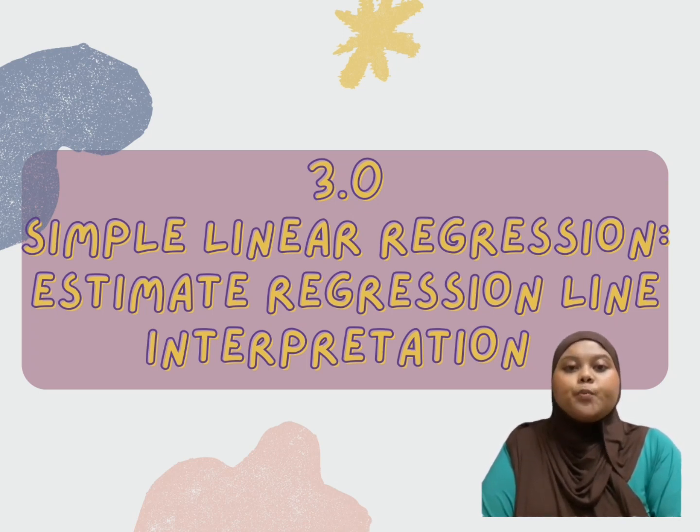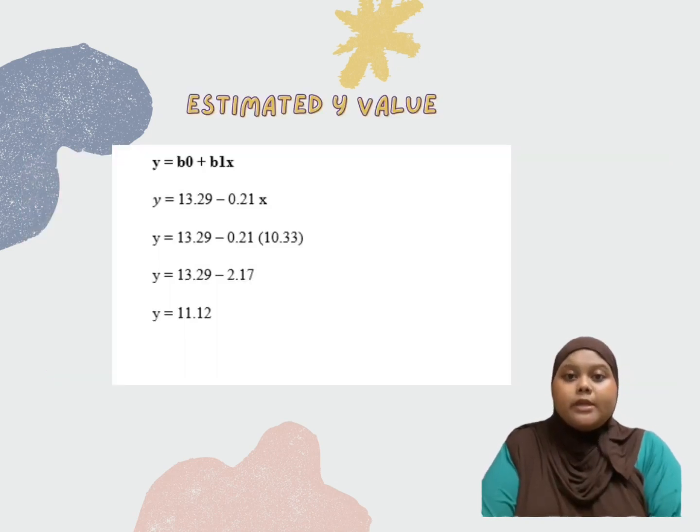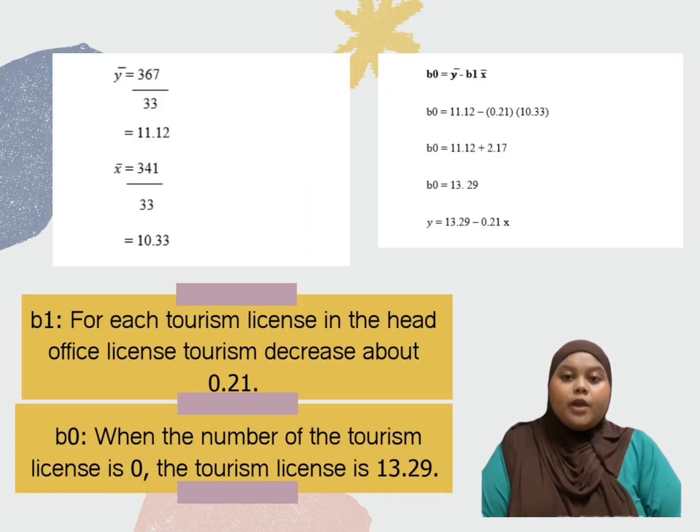Today I would like to present about part B, which is simple linear regression. In this part, we use the formula y equals b0 plus b1x. Then the result we get is y equals 13.29 minus 0.21x. For B1, for every 1 lesson tourism increase in x, the lesson tourism decreases about 0.21. For B0, when the number of lesson tourism is 0, the lesson tourism is 13.29.